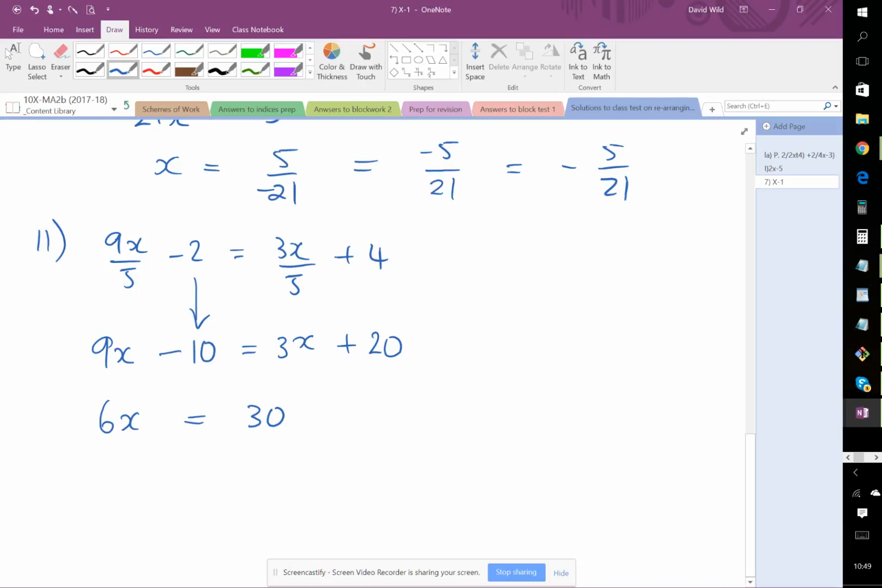X equals 1. Divide both sides by 6. What's number 3x? That's a 5. These are all 5, sorry. Not very clear, is it? Okay. Question 12.